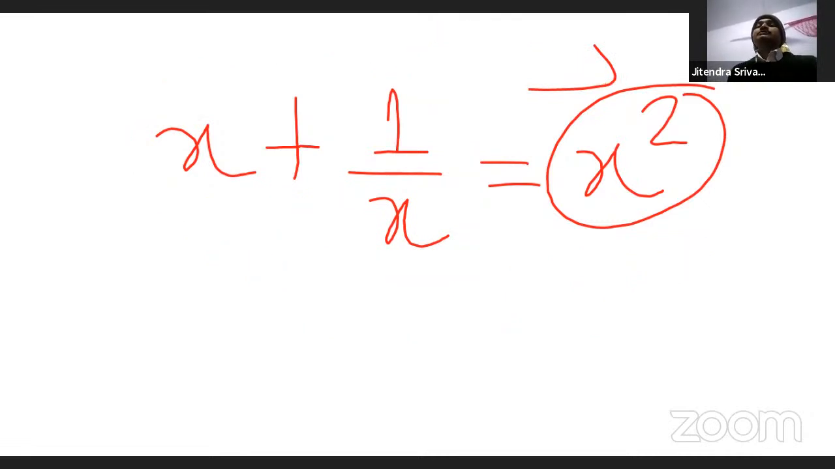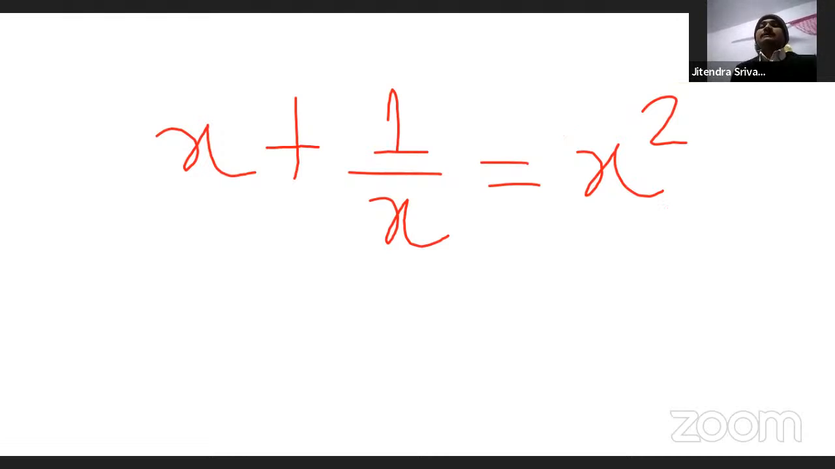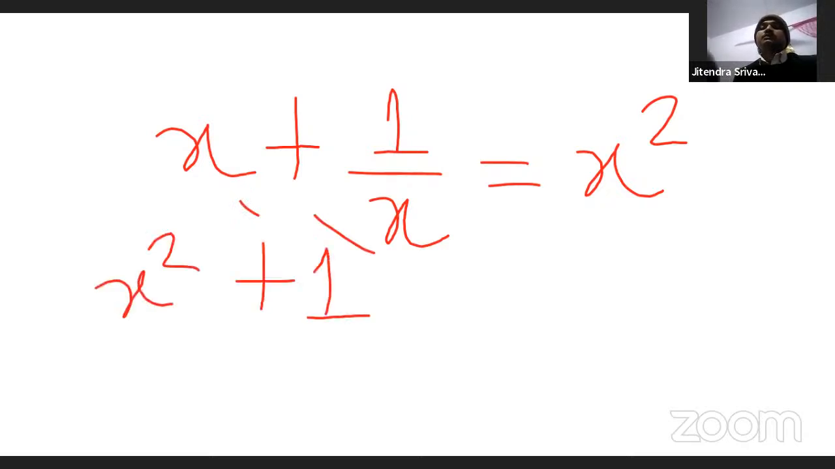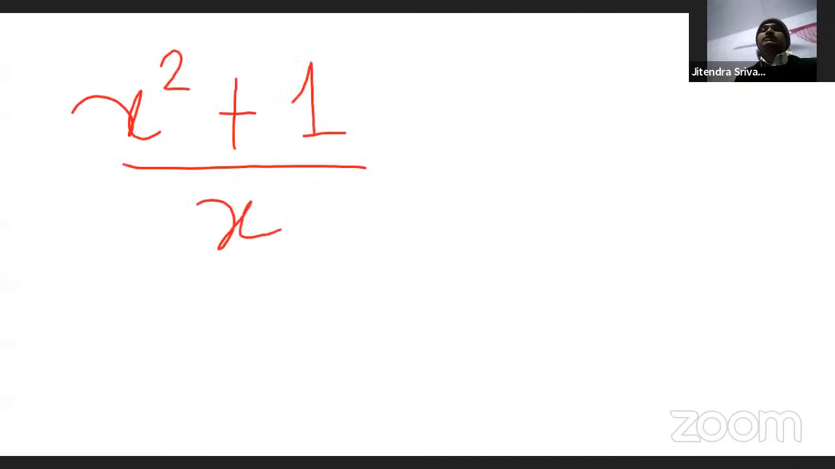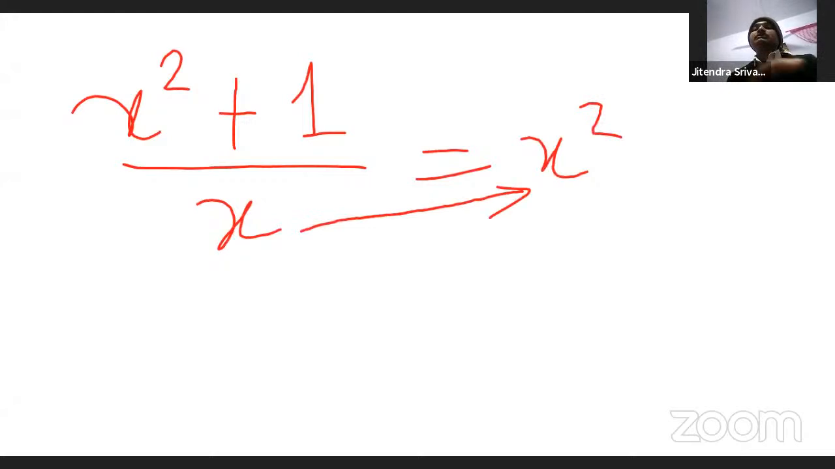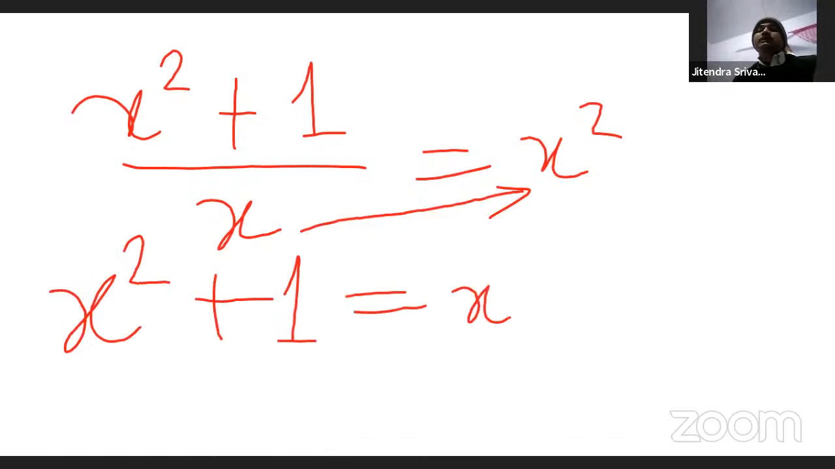See here, I will multiply x and x. So what will it be? x square plus 1 upon x equals to x square. Now we will go to the next whiteboard. The equation was x square plus 1 upon x equals to x square. So we will multiply this with this. So x square plus 1 equals to x cube.